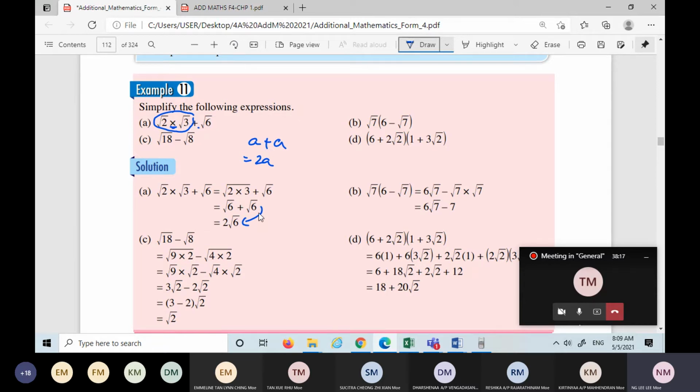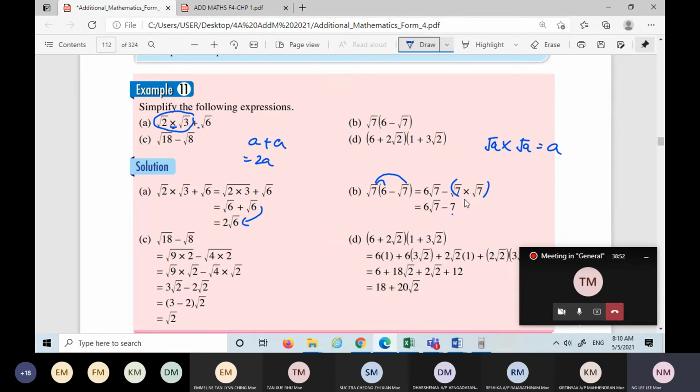Okay, look at B. How to do this? This one, because of this and this, if you times, you can simplify it. So you expand it. So 6 times square root of 7, and then minus square root of 7 times square root of 7. This one is, just now I asked you to write, square root of A times square root of A, your answer is A. So square root of 7 times square root of 7, your answer is 7. No? And then this one, nothing you can do already. So this one is your final answer.